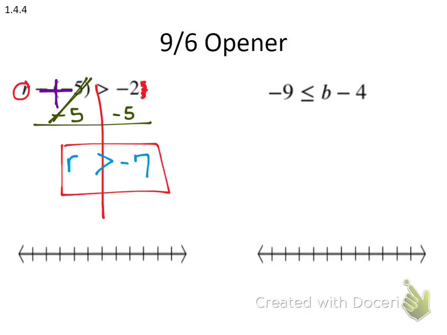The graph here is going to be worth 2 points. When we go to graph this, we put our negative 7. Is it going to be an open dot or closed dot? Open dot. And which way am I going to graph it? To the right, because r is greater than negative 7. So there's your 2 points: a point for having open or closed correctly, and a point for graphing it the correct way. So this particular problem is 5 points.